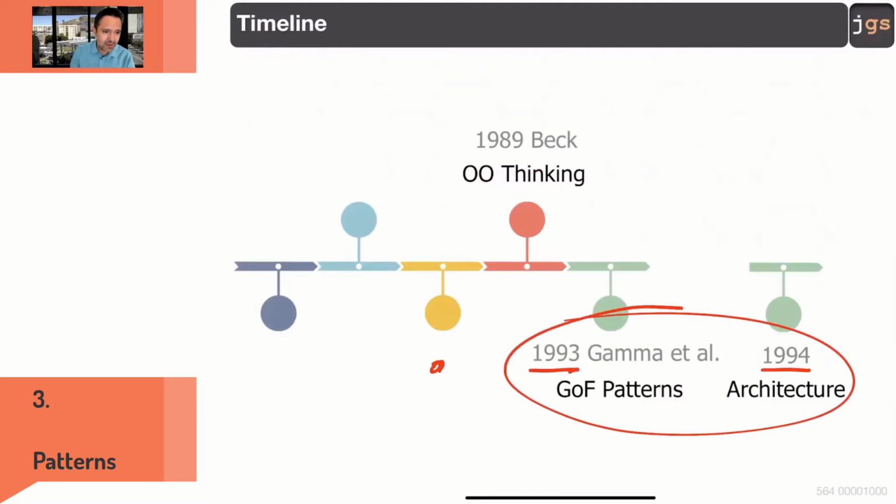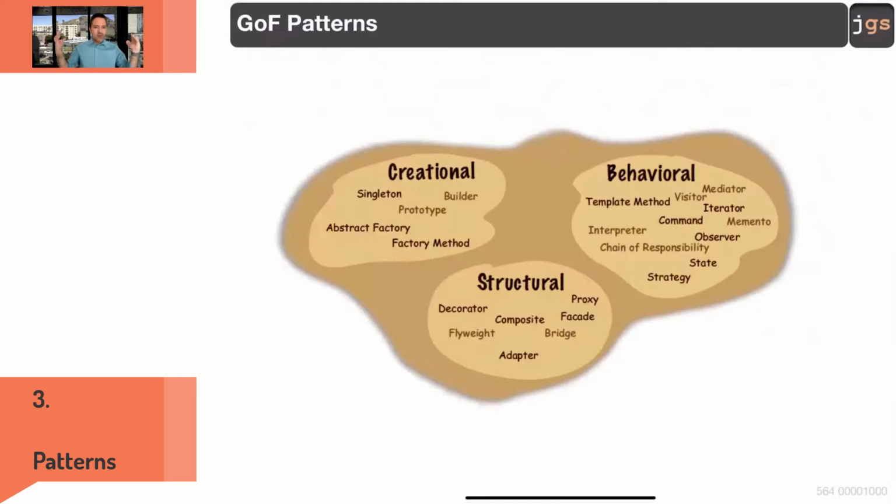Patterns, design patterns. 23, yeah, these are the 23. 23 patterns for design. They are classified in 3 categories. We have patterns to create things. We have patterns to represent the structure of things. And we have patterns to represent the behavior of things.